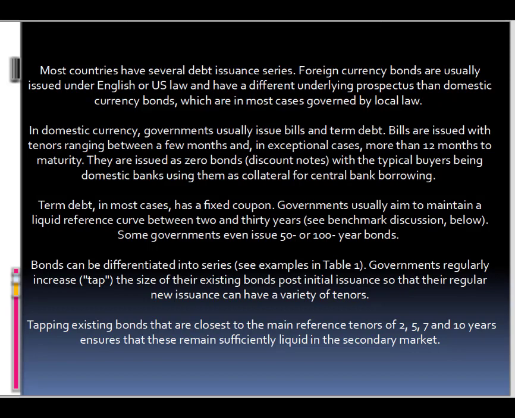Bonds can be differentiated into series. Governments regularly increase the size of their existing bonds post-initial issuance so that they are liquid. New issuance can have a variety of tenors. Tapping existing bonds that are closest to the main reference tenors, 2, 5, 7, and 10 years, ensures that these remain sufficiently liquid in the secondary market.